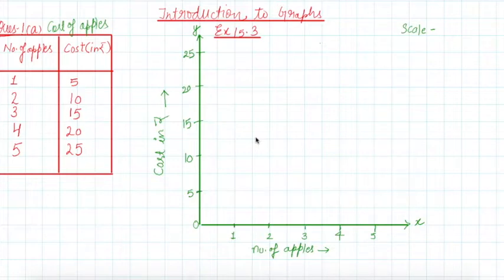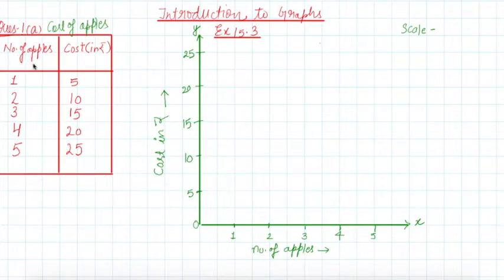In today's video, I will be explaining exercise 15.3 of the chapter Introduction to Graphs. So to begin with question number 1, you have to draw the graphs. There are 3 parts in this question. Draw the graphs for the following tables of values with suitable scales on the axis.